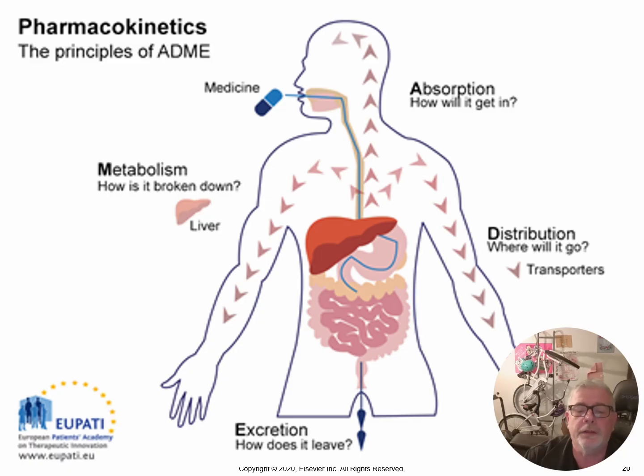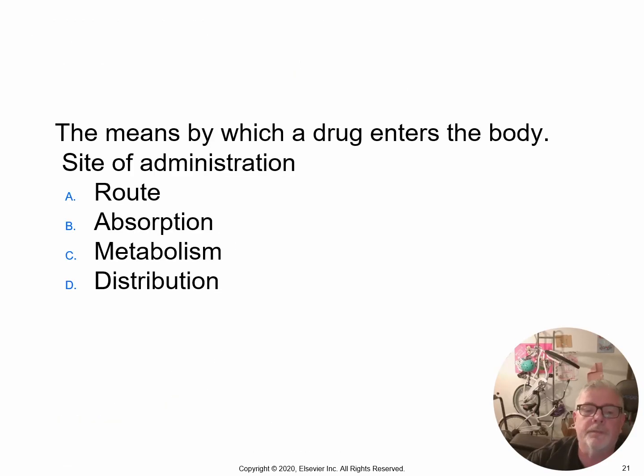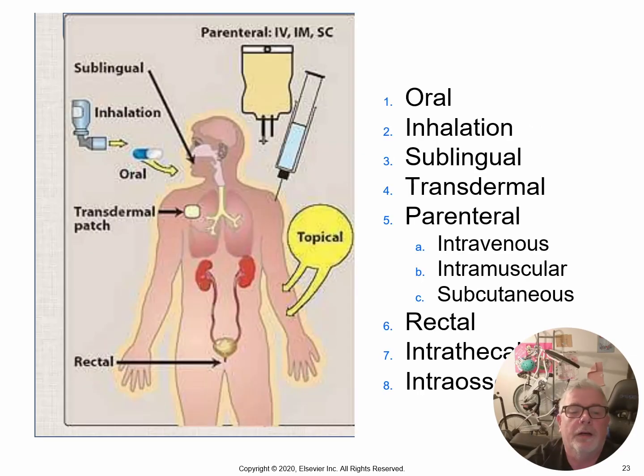And then ultimately, whatever we don't use, we want to get rid of. Most of the medications in our body are excreted either through the urinary system or through the feces, primarily through the kidneys and the urinary system. The means by which a drug enters the body, the site of administration, is the route. Is it the oral route, the subcutaneous route, the inhalation route? And again, we just pretty much went over how these things are administered.